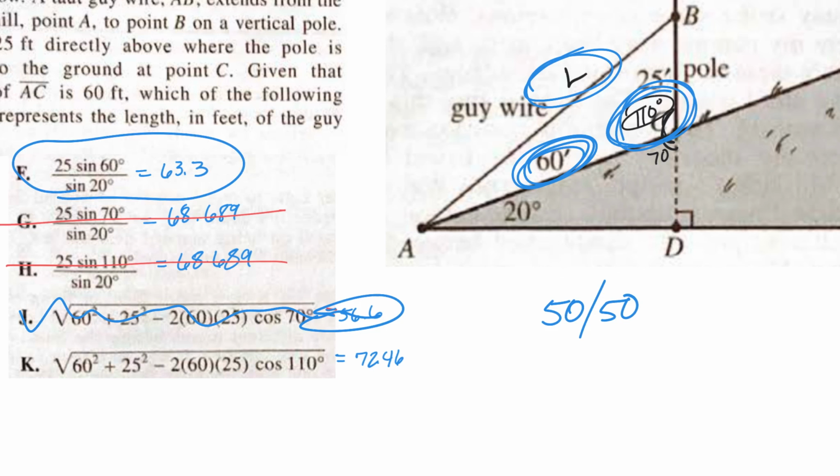And we can make a really good guess on this as well. 63.3 is just a little bit bigger than this. But if you look at these angles, this is 110 degrees. This angle right here, and B is actually the angle we're interested in, is considerably smaller than 110 degrees. So this side is going to be considerably smaller. So really the best guess on this is the 72.46. And this is actually a correct answer.